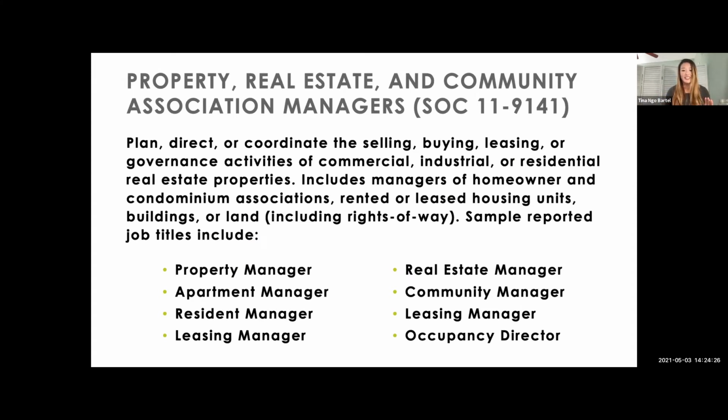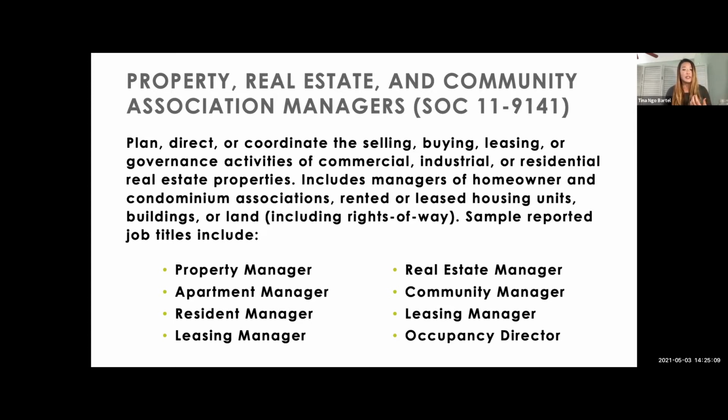It's a lot of information, I get it, but the top part is the official name of the occupation. In this case, various companies might call this occupation a property manager, a different company might call it an apartment manager, another company might call it a resident manager. But instead of trying to track every single little job title, EDD aggregates it under this major top SOC code. So all of these positions essentially do what's listed here. They plan, direct, or coordinate the selling, buying, leasing, or governance activities of commercial, industrial, residential, real estate properties, etc. So it's all reported under this SOC code.